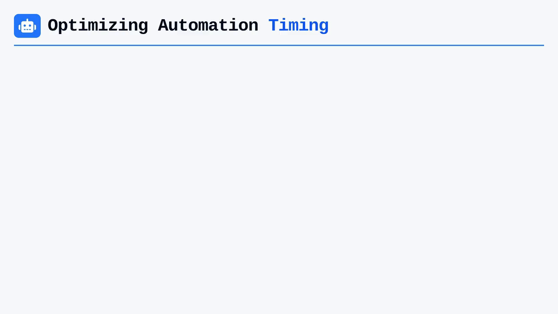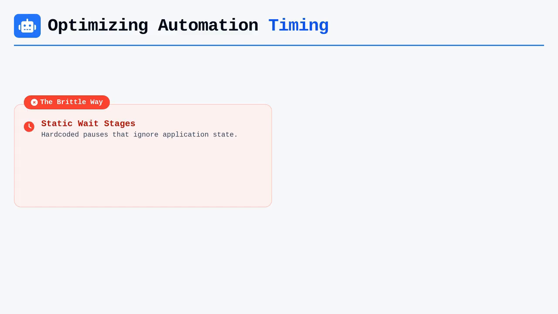When we construct automation in Object Studio, the primary challenge is synchronizing our execution speed with the inherent latency of the target application. Many developers fall into the habit of using static wait stages, which force the robot to pause for a hard-coded duration regardless of whether the application is ready. This approach is inherently brittle, as it either causes unnecessary delays or crashes when the application takes a fraction of a second longer than expected to process a request.